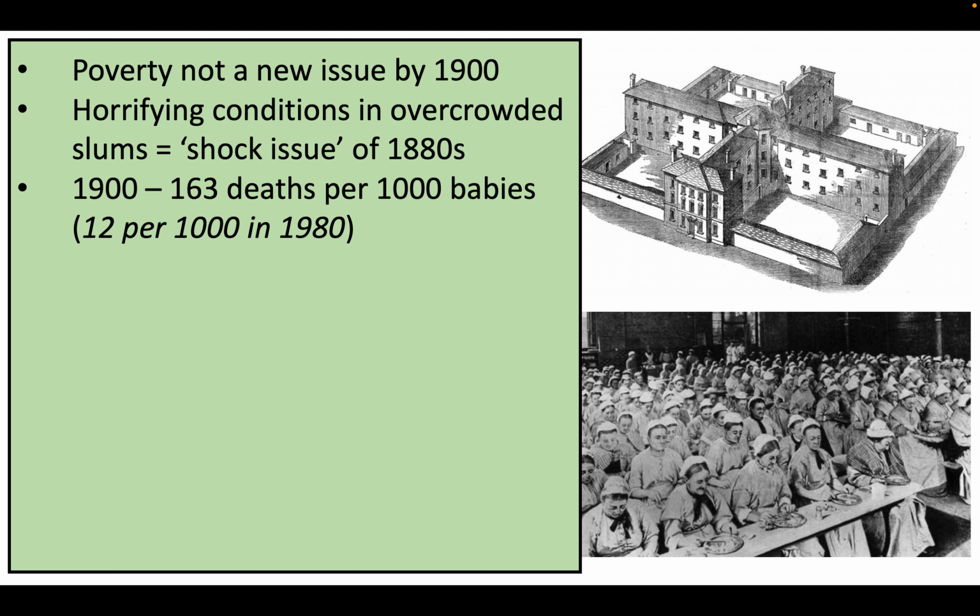But the reason that the condition of the working poor is so terrible in the 1900s is we have an incredibly high infant mortality rate, so 163 deaths.